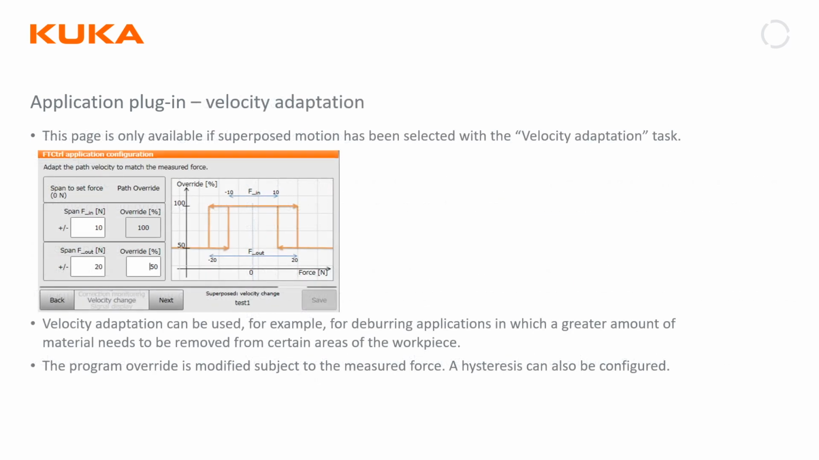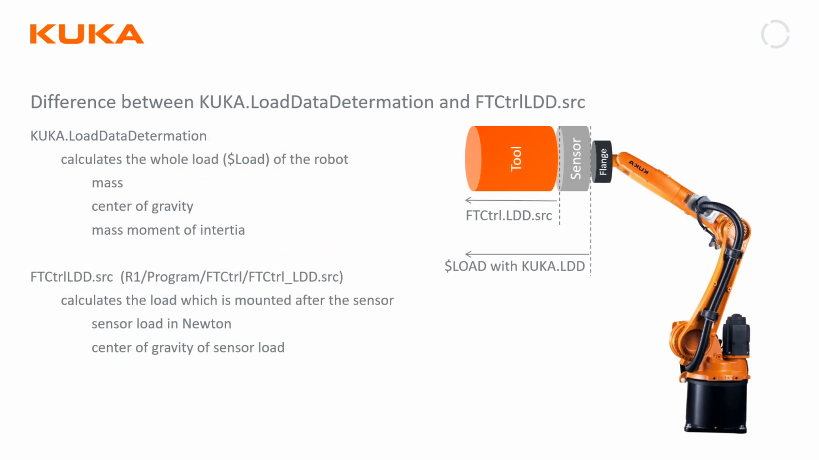The velocity adaptation option has the capability to adjust feed speed for grinding and cutting applications that need to follow a defined path. The force torque package also comes with a load data calibration program to determine the mass and CG for the tool attached to the force sensor. This is not to be confused with the load data determination tech package that determines the mass, CG, and moment of inertia for the entire end-of-arm tool.